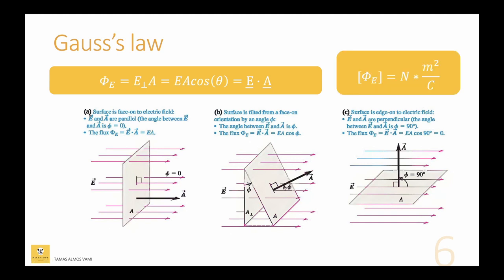If you look at the units, we have the electric field units, which are Newton per Coulomb, and we have the units for the surface, which is just meter squared. So we have Newton times meter squared over Coulomb as the unit for the electric flux.